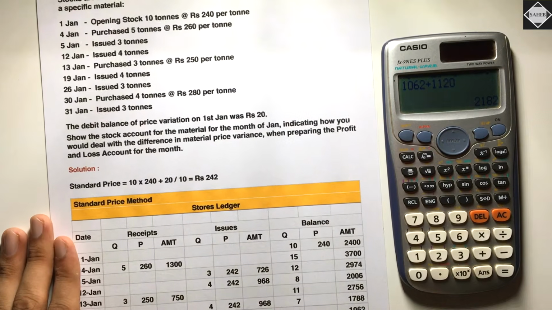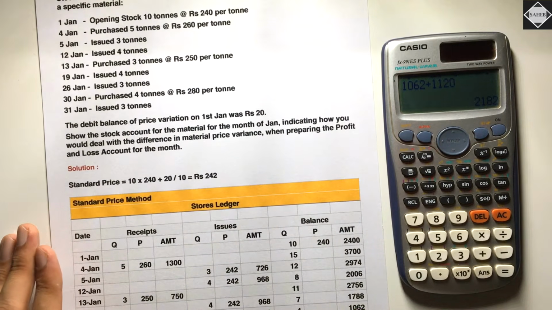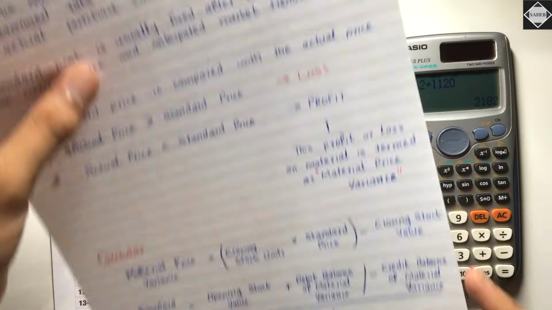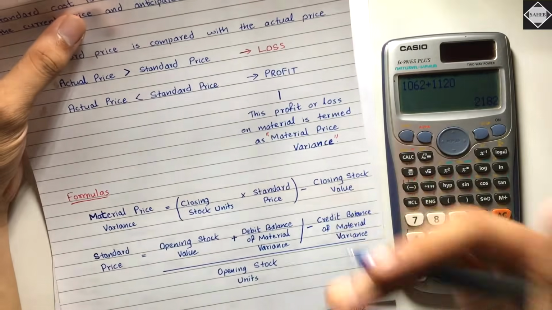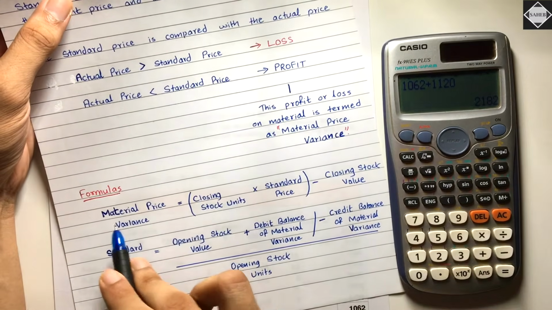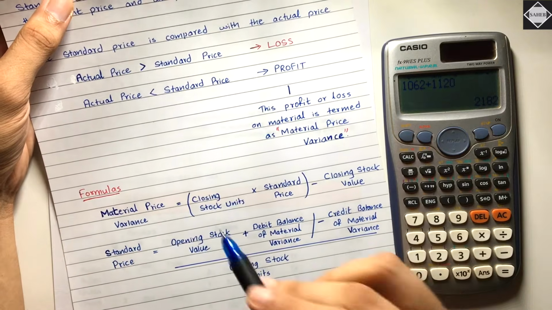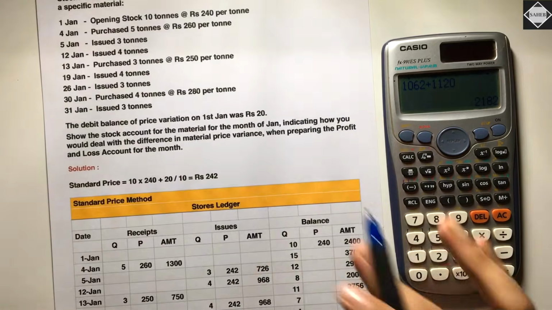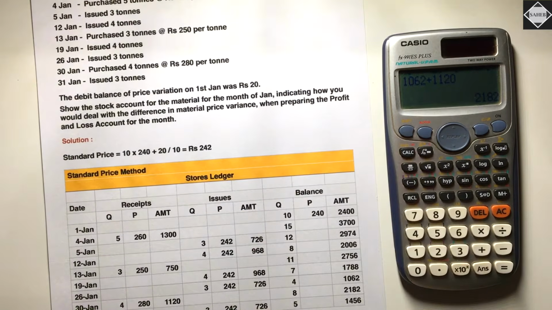Yes. So now they are asking, indicating how you would deal with the difference in material price variance. So how do we calculate material price variance? Let's just see the formula. Yeah, we have to calculate. They have said at the end of January also you have to calculate. Material price variance formula is closing stock units. Do we have closing stock units? Yes, we have closing stock units.